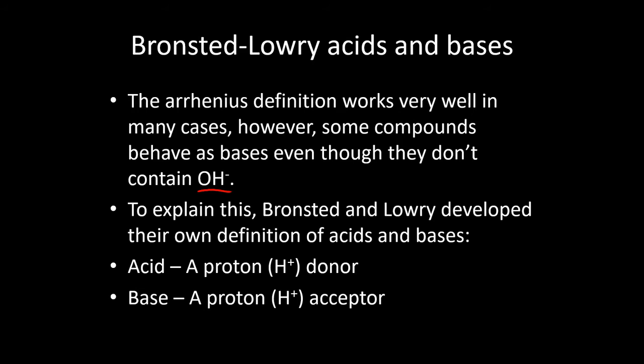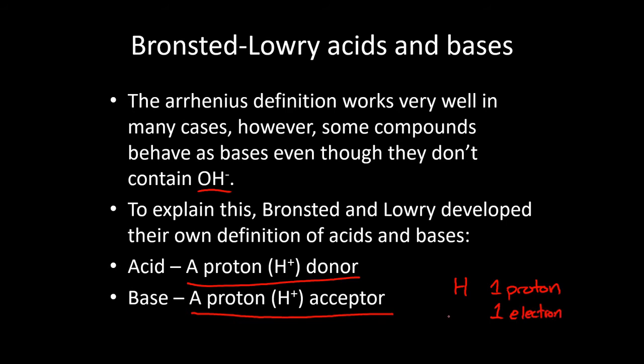And so to expand the definition of acids and bases, we have what we call the Bronsted-Lowry definition. The Bronsted-Lowry definition says that an acid is a proton donor and a base is a proton acceptor, or H+ acceptor. Because remember, an H+ is just a proton. If you remember back from earlier chapters, hydrogen is just one proton and one electron. That's all you have in hydrogen. And so if it's H+, that means that the electron is gone, and so it is just a proton. That's all that's left.